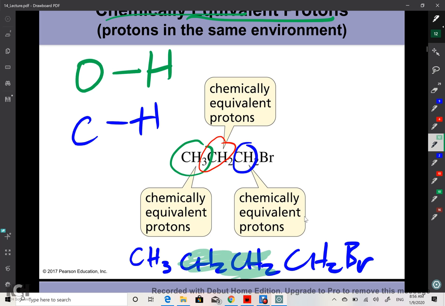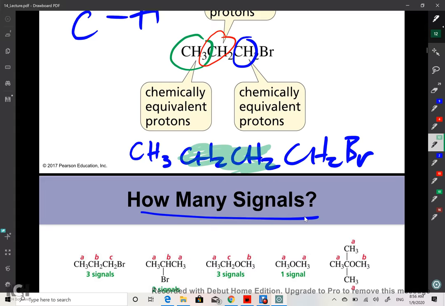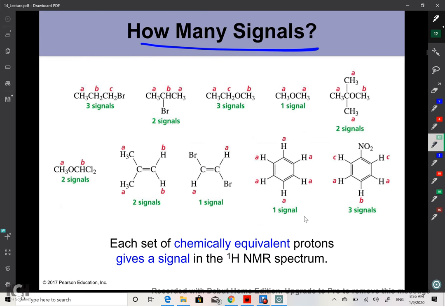So how many signals do you expect to see with that molecule? If you have a 1000 megahertz, how many signals will you see? We'll see about four signals. And that's what this slide is telling us: the type of signal, the number of signals we'll be able to see.